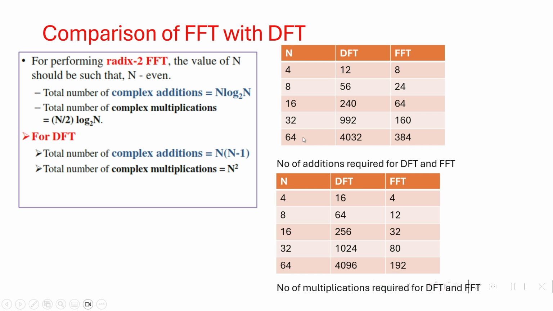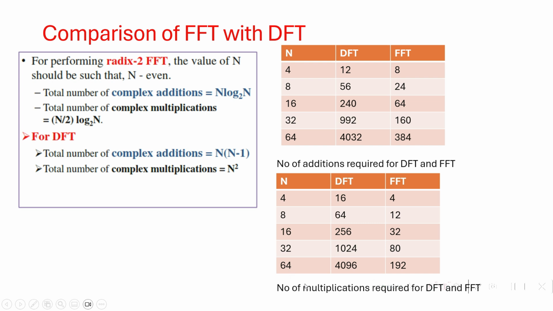See here, in real-time applications, a 64-point DFT in the conventional method requires 4032 additions. But in the case of the radix-2 FFT algorithm, 384 additions are required.